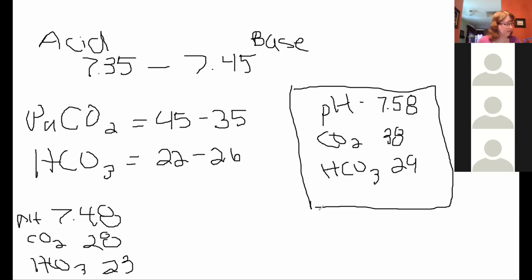Do you want one more? Can you just explain to me how I can figure out whether it's respiratory or metabolic? Whichever one of these two things is not within the right range, that's what you're going with. Okay, so the CO2 obviously is respiratory, and then the HCO3 is metabolic. Correct. Okay. Does that make sense?